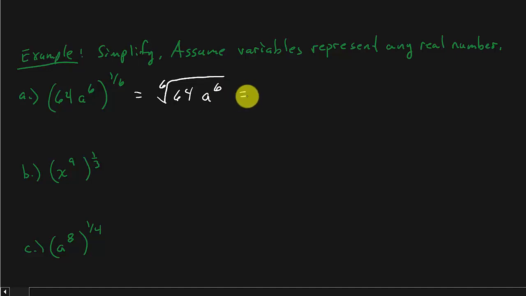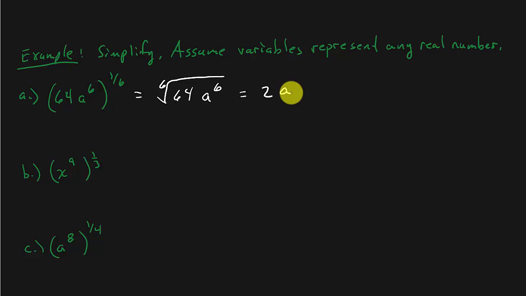So for this problem, all we're going to do is take the 6th root of each term. Okay. So the 6th root of 64, well, that would be what? 2. And then the 6th root of a to the 6th, well, 6 goes into 6 how many times? 1. So that would be a. Now, I want to ask you this. Is that our answer? I want you to think about it for a minute.